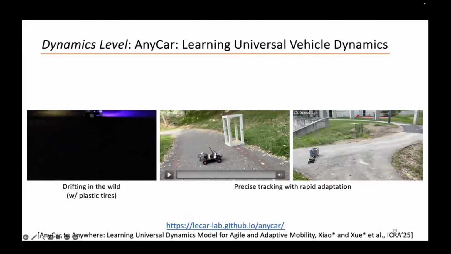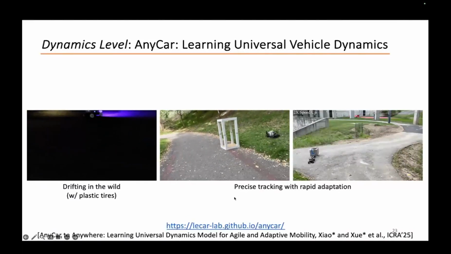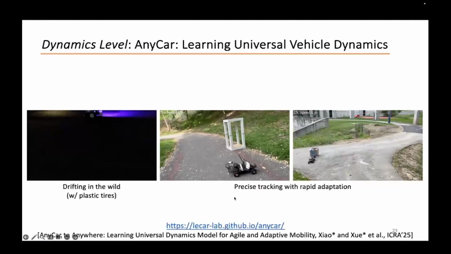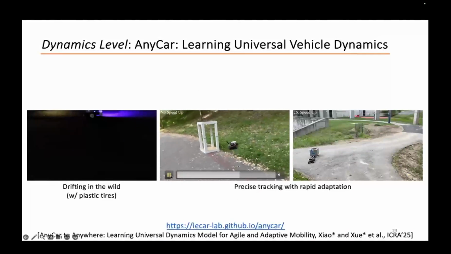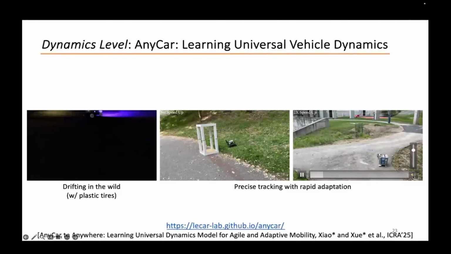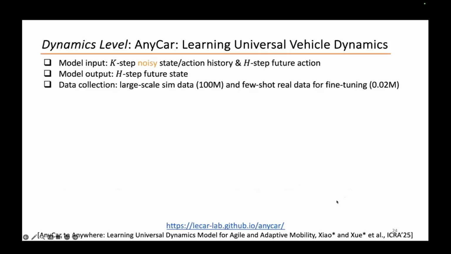And this is adaptation to different slopes and different terrain. And this is adaptation to an unseen payload. The model didn't know that the car is towing a big box, and it needs to figure out everything in real time, online. Okay, how do we achieve that?